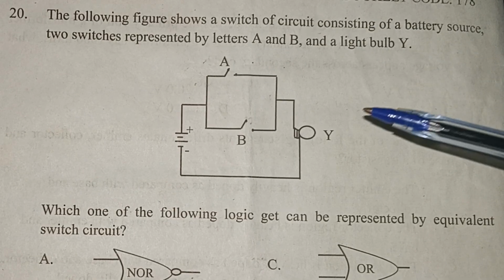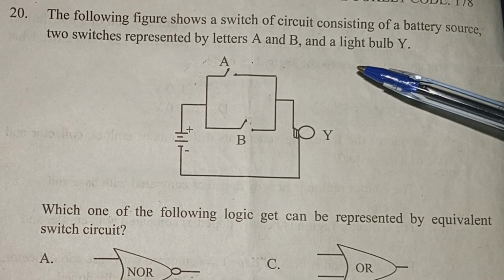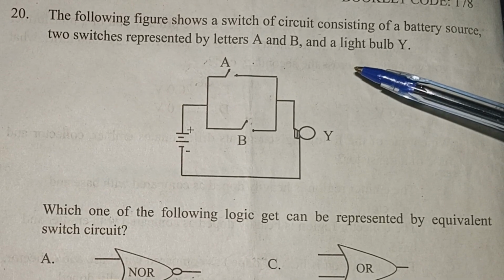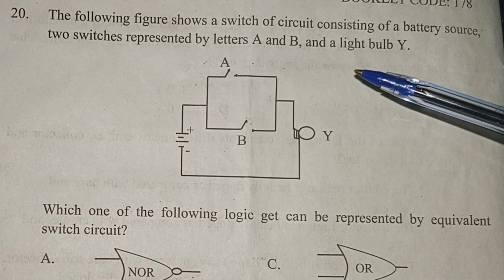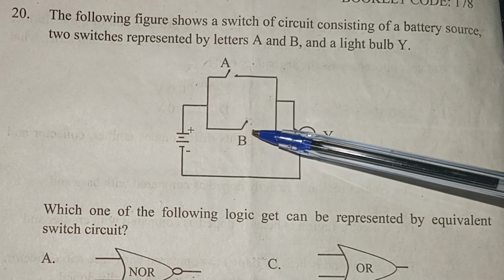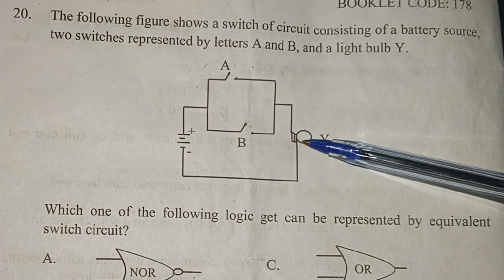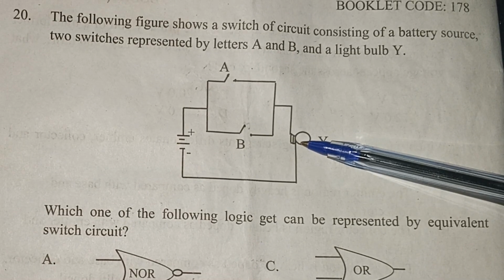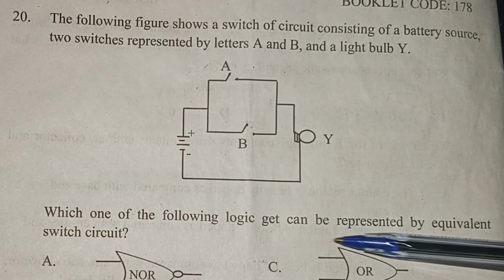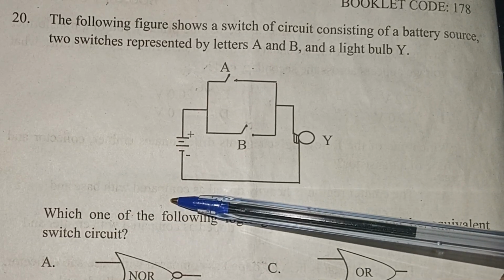Question number 20 says, the following figure shows a switch circuit consisting of a battery source, two switches represented by letters A and B, and a light bulb Y. So this is the circuit given. Two switches A and B are connected in parallel to the battery and then to the bulb Y. Which of the following logic gates can be represented by the equivalent switch circuit?